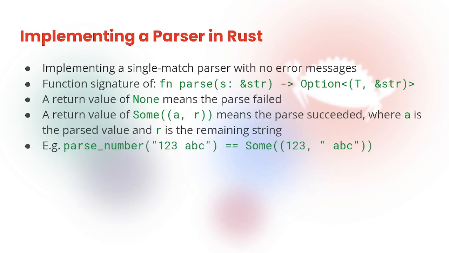And so here are some examples, right? Parse number 1, 2, 3, ABC gives us Some(123), and then the remainder is ABC. In this case, ABC is not a valid number. That's why it's a remainder. And then parse ABC is none because there are no numbers to get out of it.